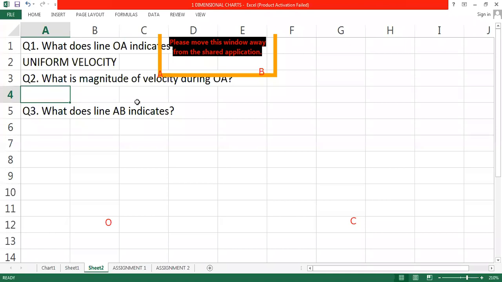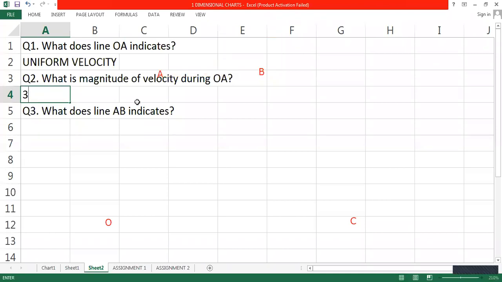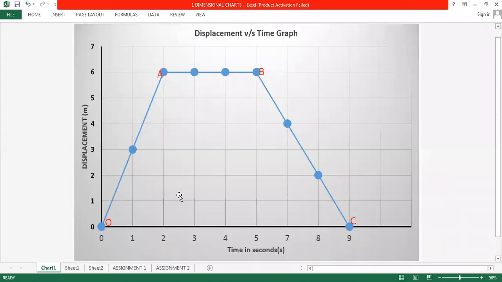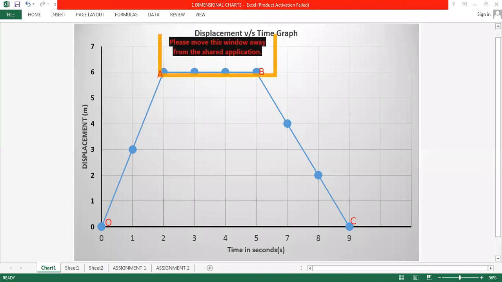Tell me, what does the line AB indicate? Look at the chart and tell me, what does the line AB indicate? Very good, very good. What does the line AB indicate? No, Krish, arre baba, Krish, no Om, I am talking about AB. Krish and Om, your answers are wrong. Yes, rest all of them, your answers are right.